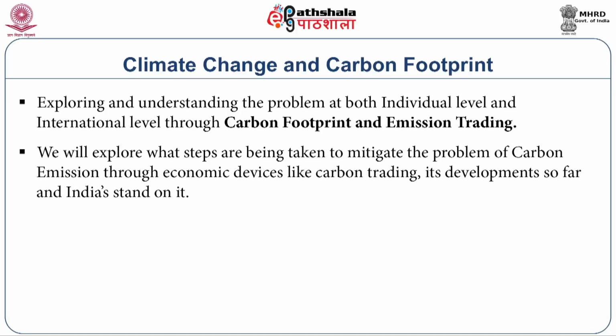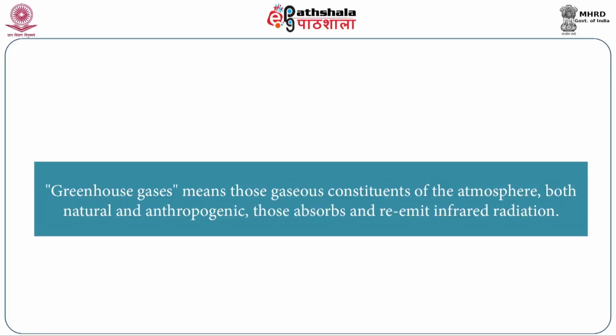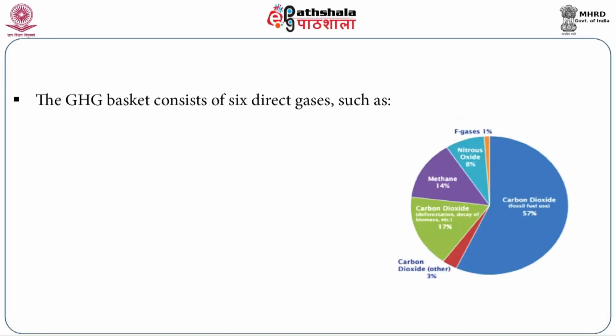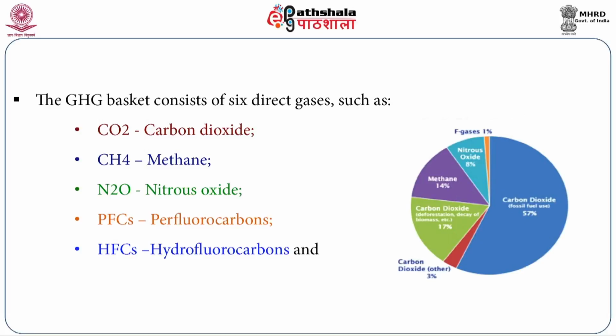We will explore what steps are being taken to mitigate the greenhouse gas effect and greenhouse gases. Greenhouse gas means those gaseous constituents of the atmosphere, both natural and anthropogenic, which absorb and re-emit infrared radiation. The greenhouse gas basket consists of 6 direct gases such as carbon dioxide, CH4, that is methane, N2O, that is nitrous oxide, PFCs, that is perfluorocarbons, HFCs, that is hydrofluorocarbons, and SF6, that is sulfur hexafluoride.